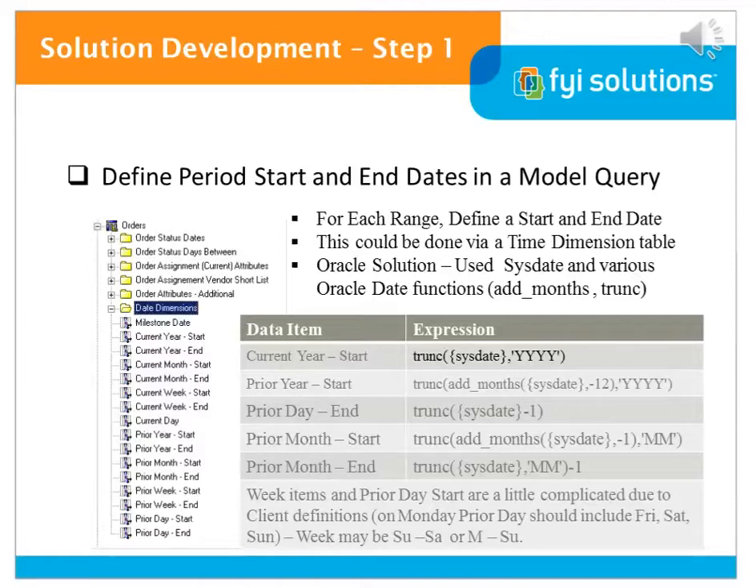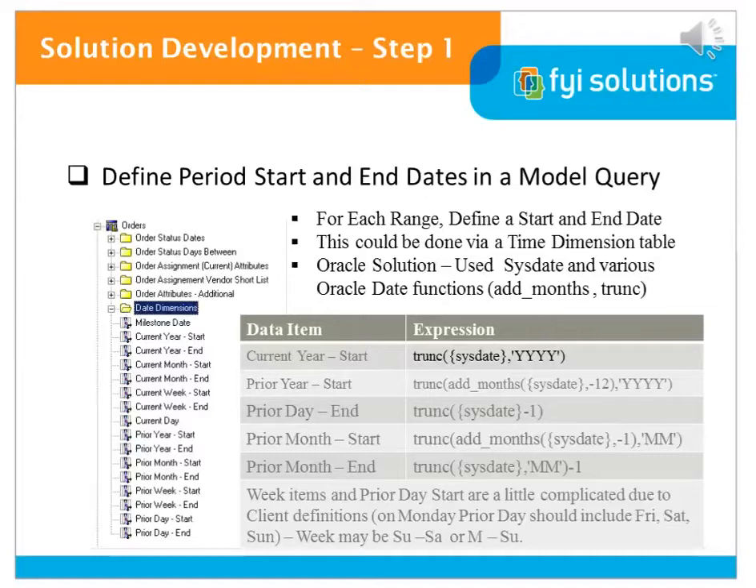So you can see we have a set of start and end dates for different period ranges such as current year, current month, current week, prior year, prior month, and so forth. Now these could have been defined in a time dimension table and then imported in, but we chose to just build them as expressions within our query subjects. And you can see some of these expressions shown here in the table to the lower right of the screen.